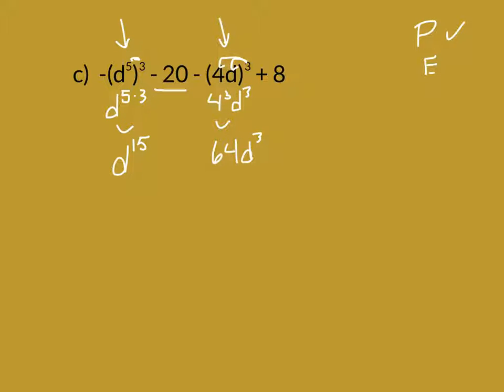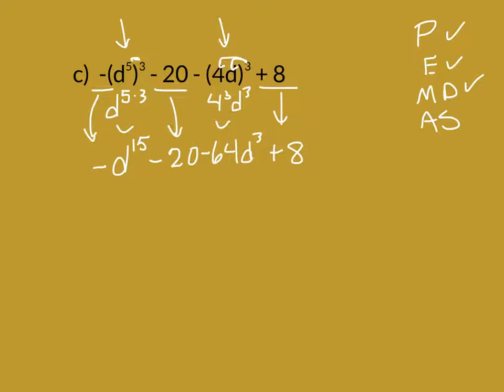And then we bring down everything that we haven't brought down. Okay, so we can't forget that negative sign that's in the front. It didn't go away. So that's negative d to the 15th minus 20 minus 64d to the 3rd plus 8. Okay, our exponents are addressed. Now we're going to multiply and divide across the problem from left to right. There's actually no multiplication or division that we now need to address. That is done. So finally we're going to add and subtract in order from left to right.